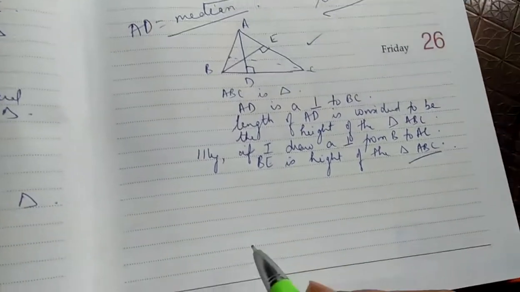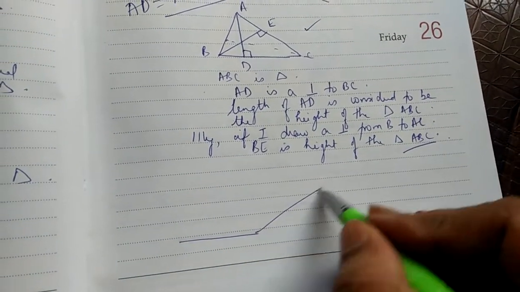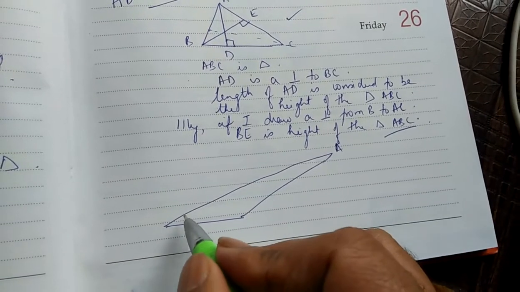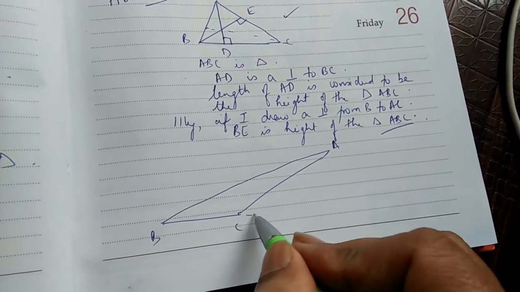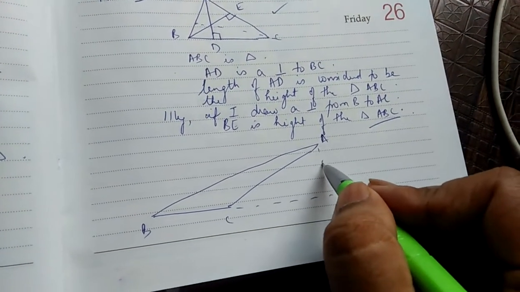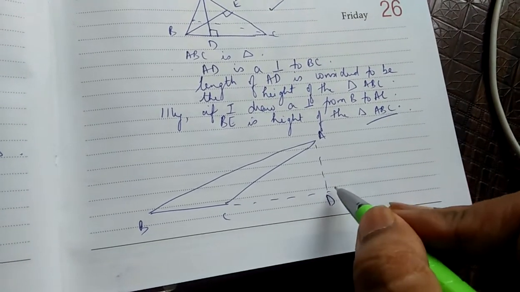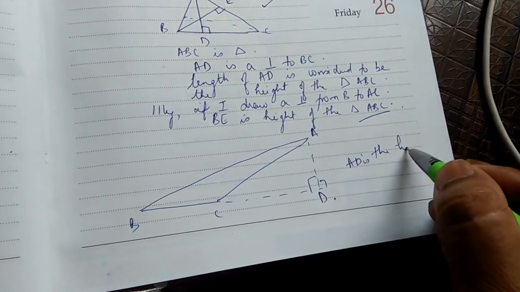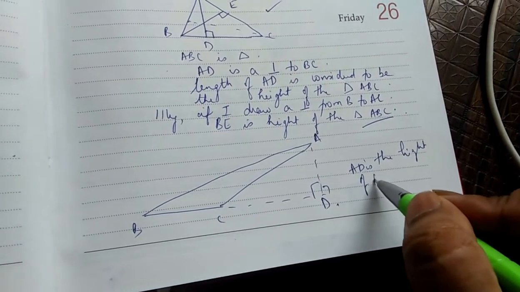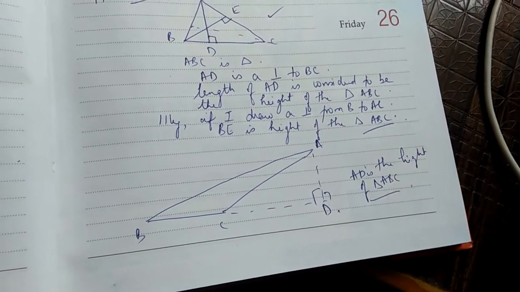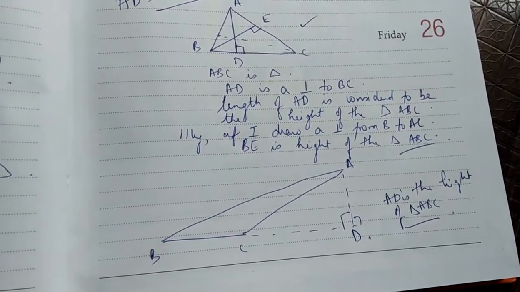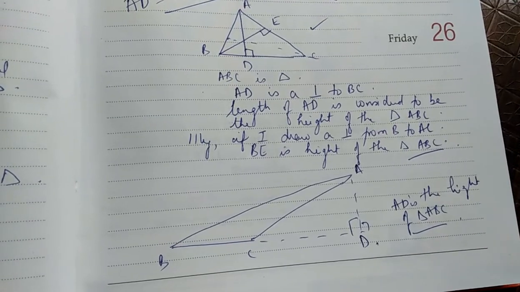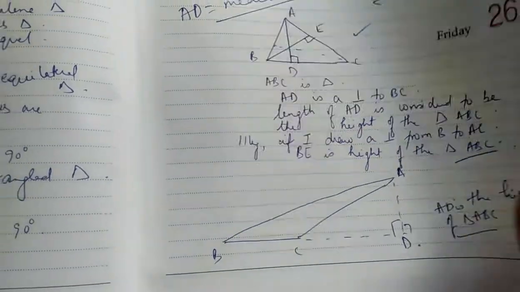Now in an obtuse angle triangle, let's say A, B, C. We extend BC, we extend it and drop AD on it. This is a perpendicular, so AD is the height of triangle ABC. Okay, simple enough. Now let's move on to some other properties of a triangle. Okay.